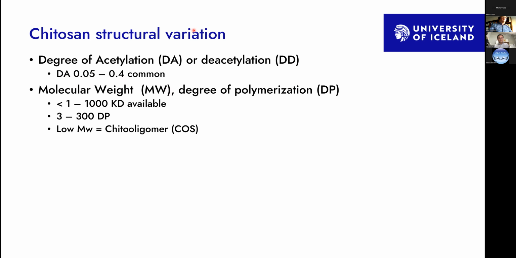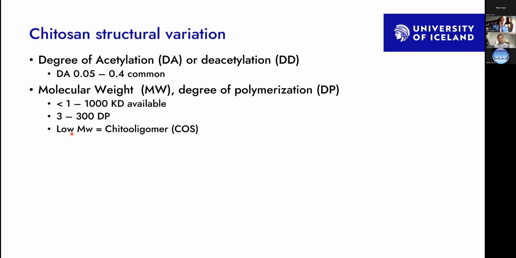Molecular weight is also important, or the degree of polymerization, usually reporting more the molecular weight for larger materials and maybe degree of polymerization for small molecules. So what we get from different sources is less than 1 kilodalton up to around 1,000 kilodalton as the typical material that you can obtain. Some hundreds of kilodalton is quite commonly available. So you can have short oligomers up to around 300 degree of polymerization.